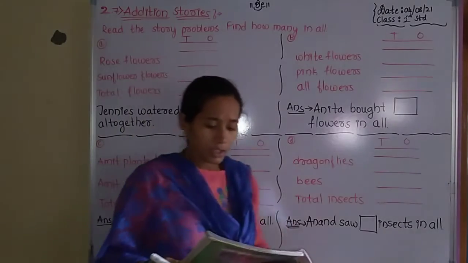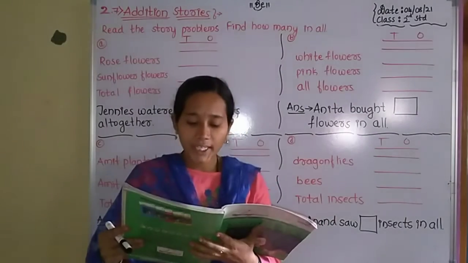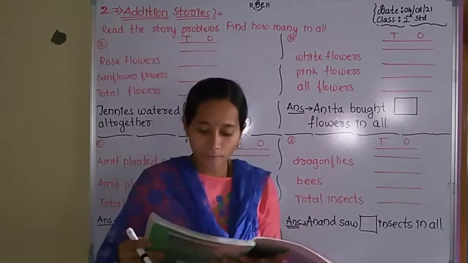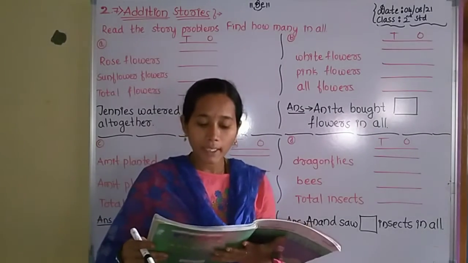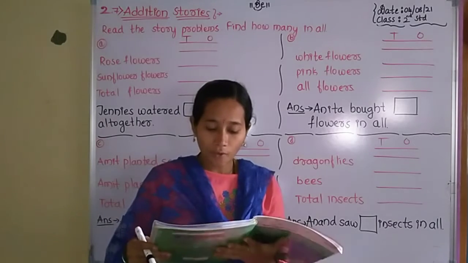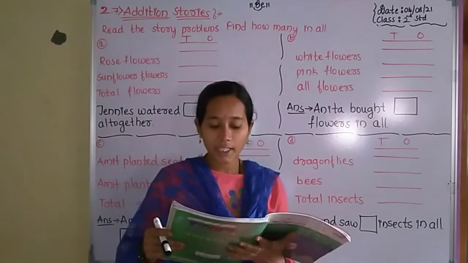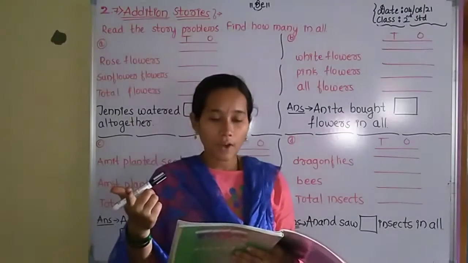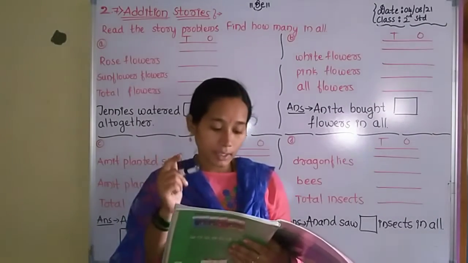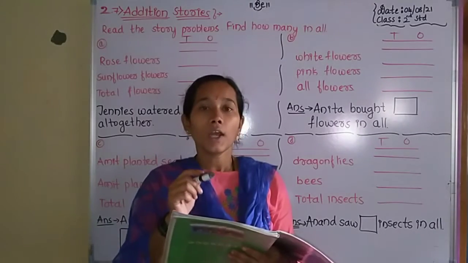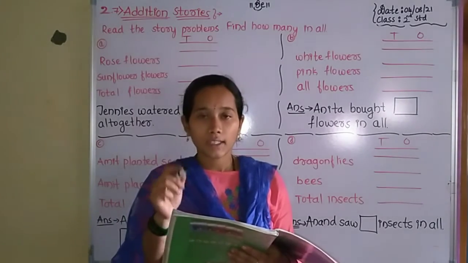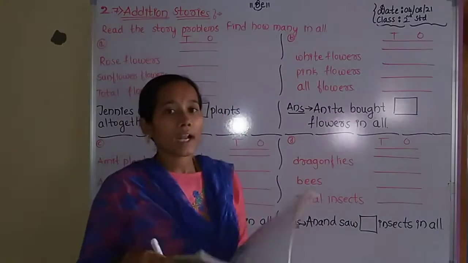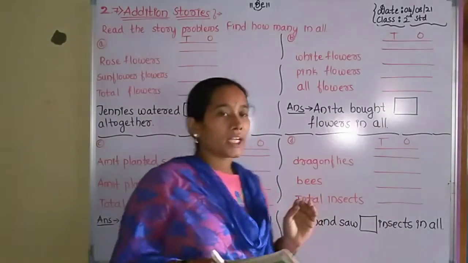See, the first one: Jenny watered 34 rose plants and 45 sunflower plants. How many plants did Jenny water altogether? Here Jenny watered rose plants first, then sunflower plants. Here 34 and 45 are the two different addends. 34 is the first addend and 45 is the second addend. We have to write their addition sentence.